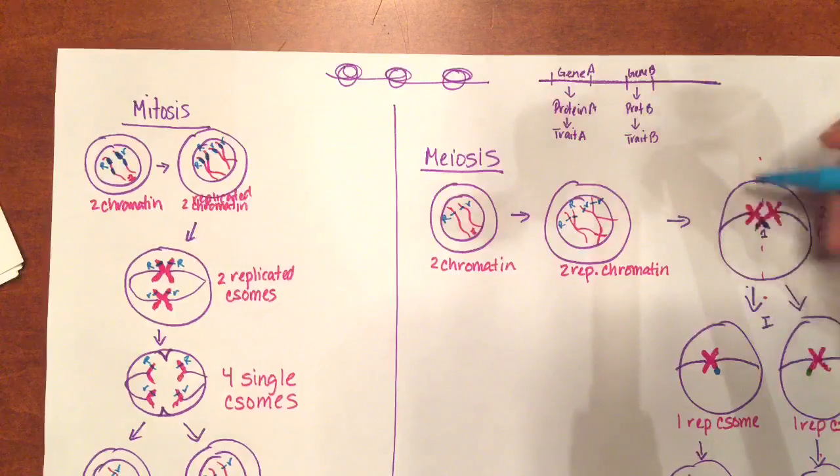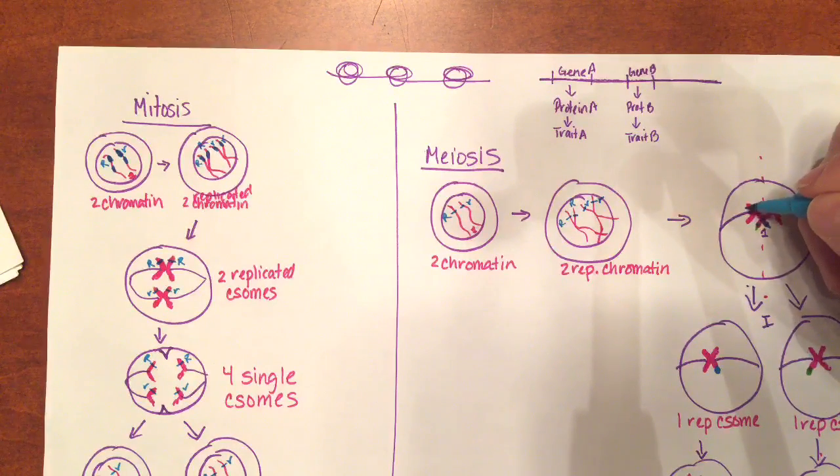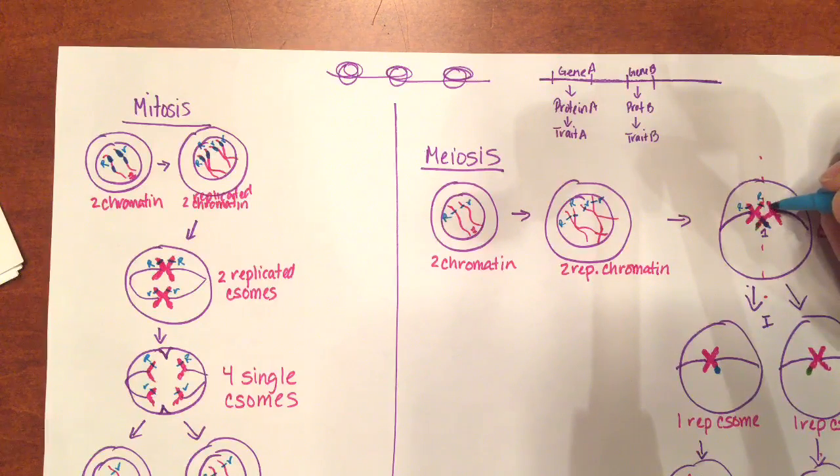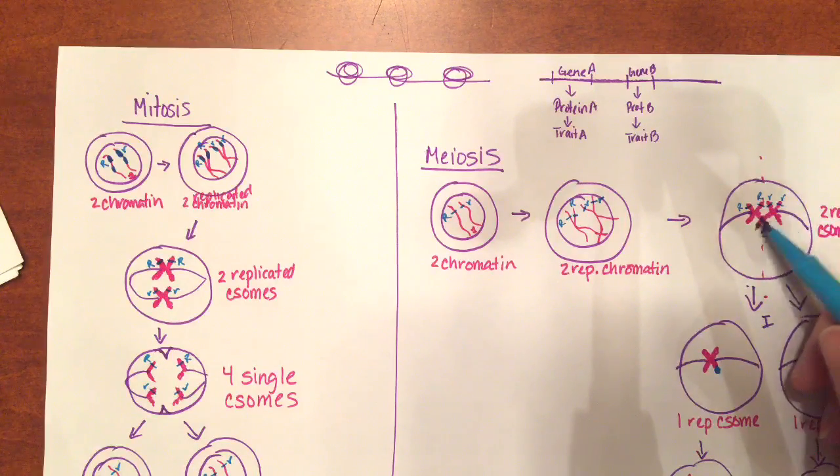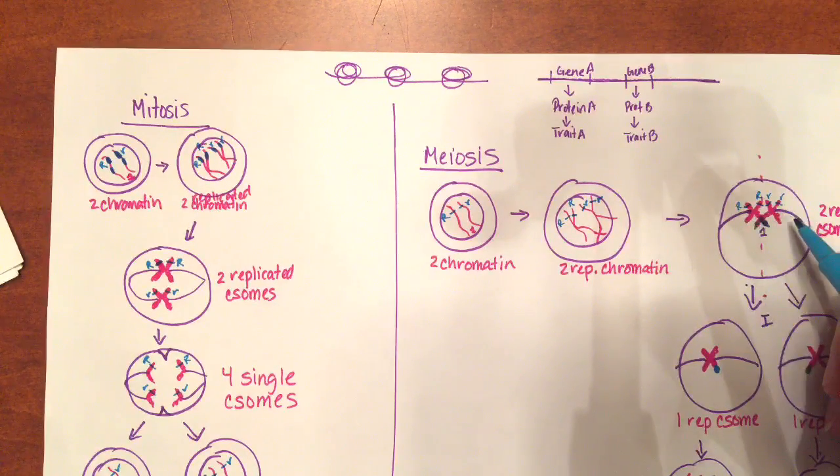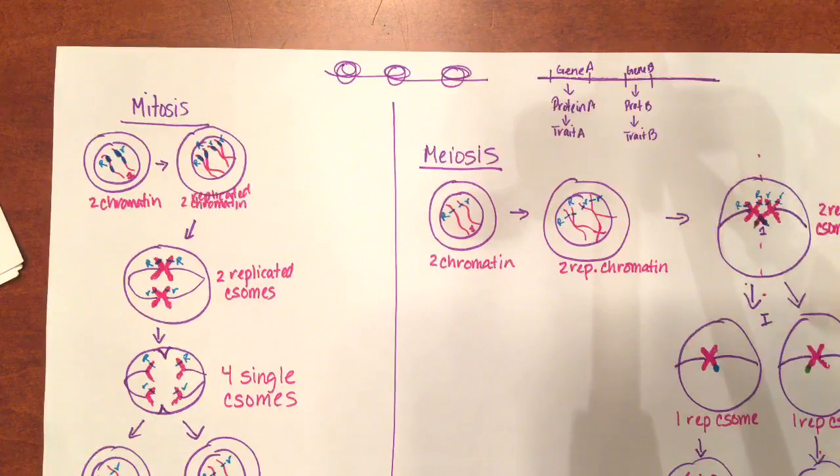So when they line up on the left here, you have the big R chromosome, and on the right you have the little r. Does it matter, could it line up the other way? Could the little r one be over here and the big R one over here? Absolutely, it doesn't matter. I just chose it to do it that way.